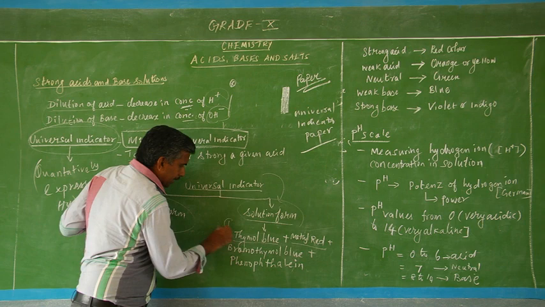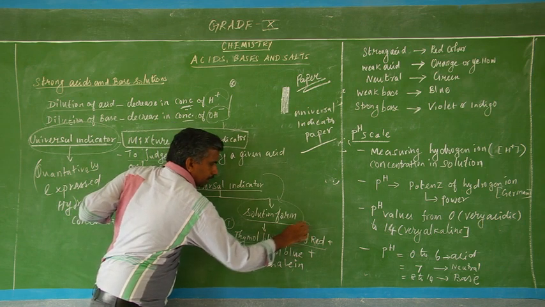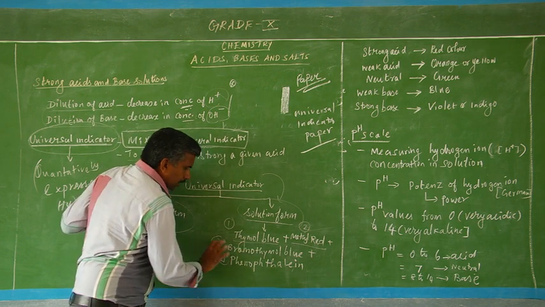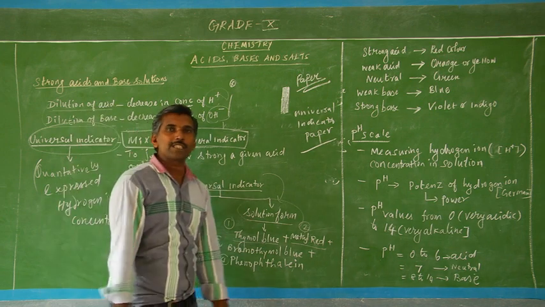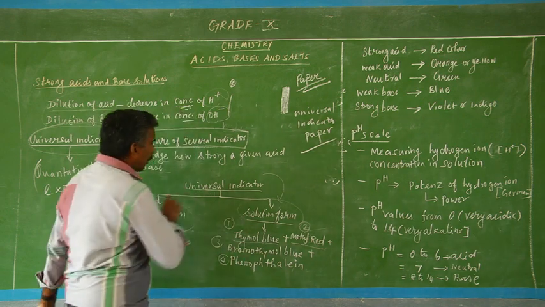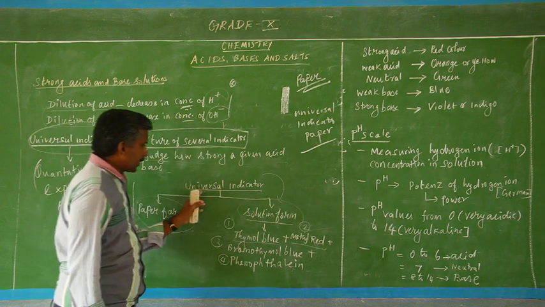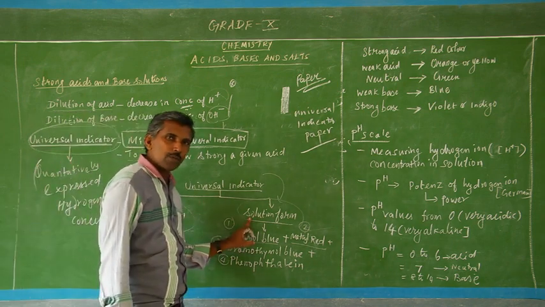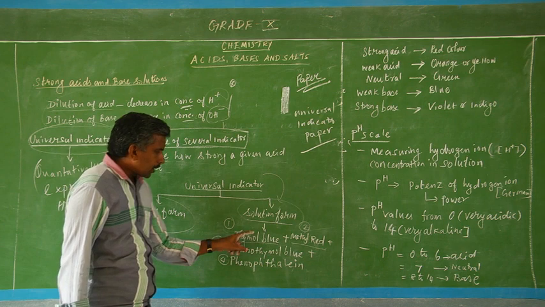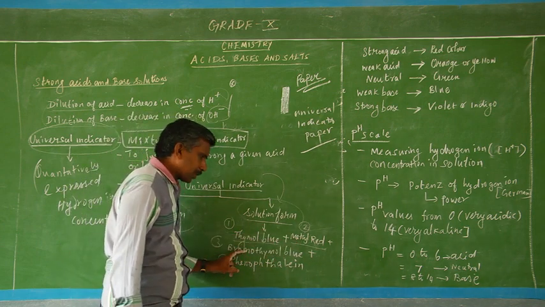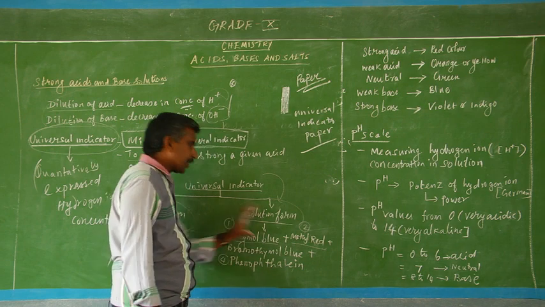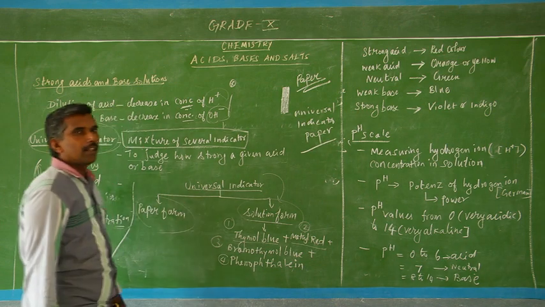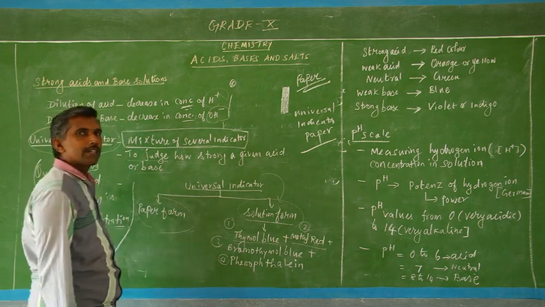So the first is thymol blue, second methyl red, third bromothymol blue, fourth phenolphthalein. These four indicator solutions are mixed in equal amounts to form the solution form. That is known as universal indicator.